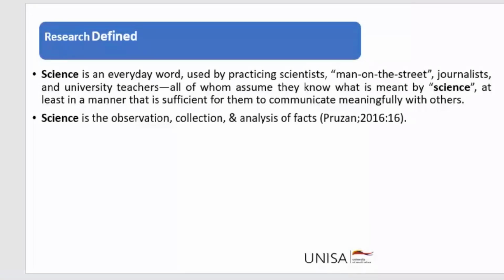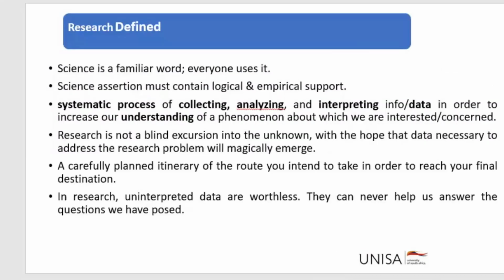But for the purpose of us understanding science, we are going to use this observation, collection, and analysis of facts. So when we talk about research, we mean you're going to apply observation, collection, and analysis of facts. When you do all that, you are now moving into science. Because when we talk about science, we're talking about a systematic process. The process is systematic, it's not accidental, it's not haphazard. It's a systematic process of collecting, analyzing, and interpreting information or data in order to increase our understanding of a phenomenon about which you are interested or concerned.